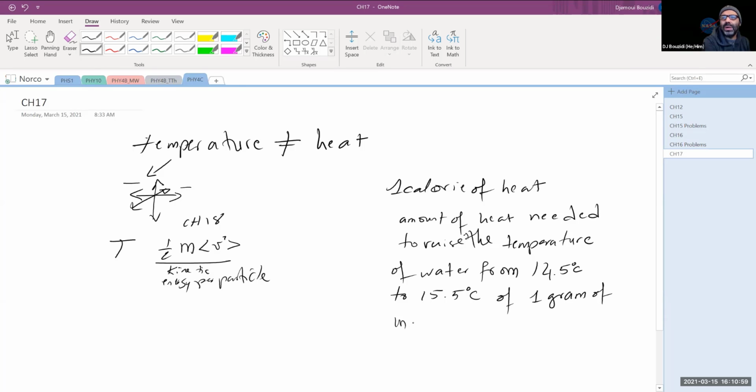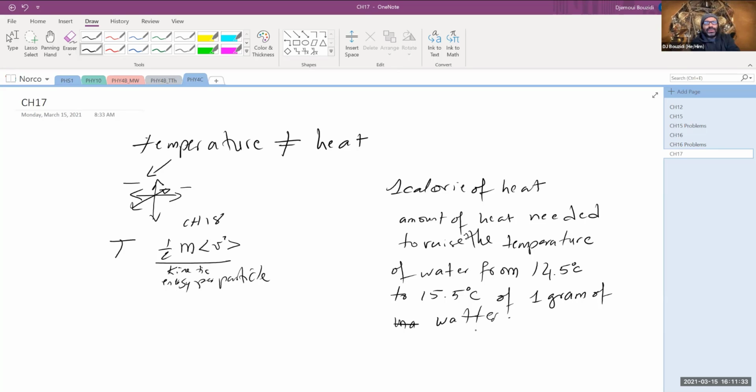Because it matters. If you bring more water, you need more heat to raise that temperature, okay? So if you bring 1 gram of water and measure its temperature and know it is 14.5 degrees Celsius, then wait until the thermometer rises from 14.5 to 15.5, then you say, I have added 1 calorie of heat, okay?